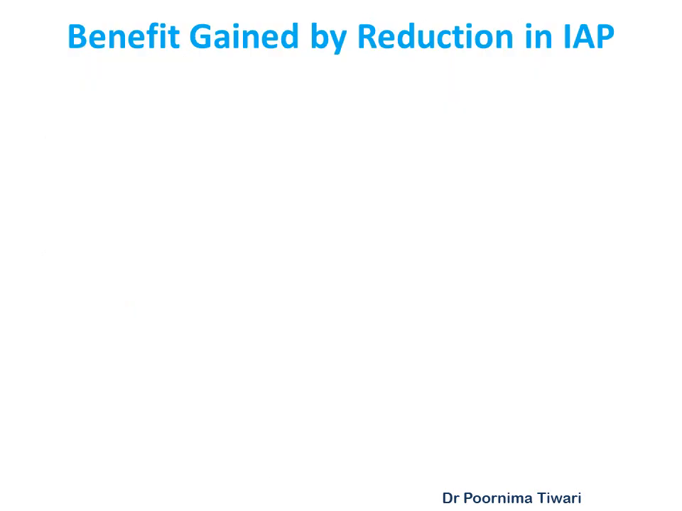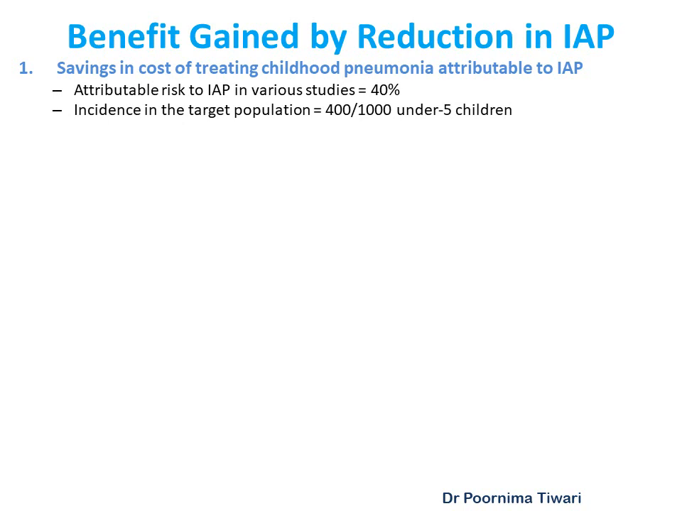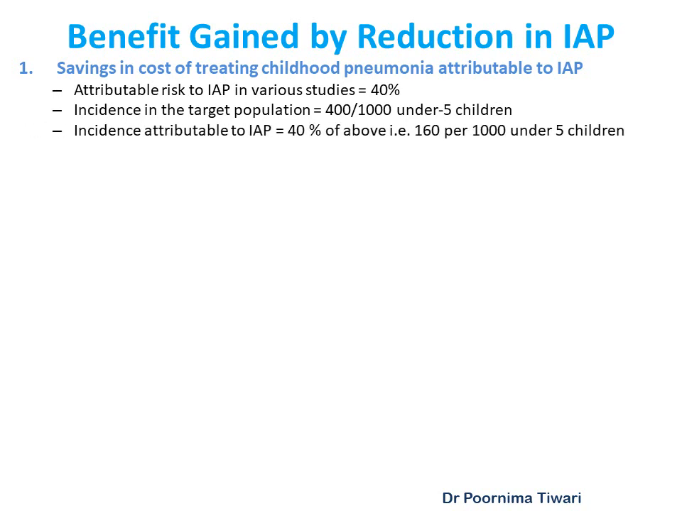The next step is calculating the estimated benefits in monetary terms which will be gained by reduction in indoor air pollution. First head, savings in cost of treating childhood pneumonia which were caused by indoor air pollution. The attributable risk, by various studies, has been found to average 40%. So if the target population has an incidence of 400 per 1000 under 5 children and the attributable risk is 40%, we calculate that it will save around 160 episodes per 1000 children under 5 years of age in the area.